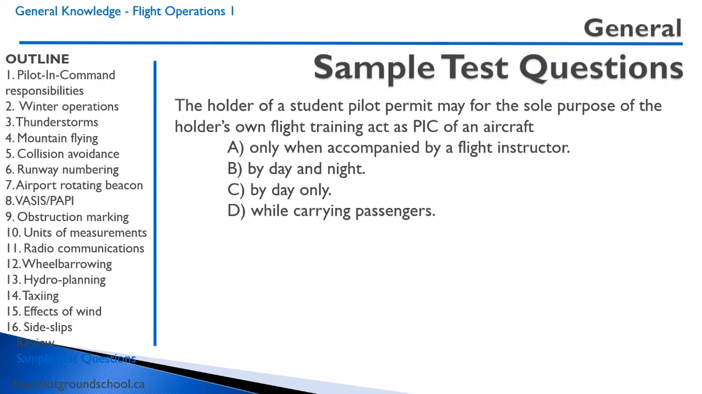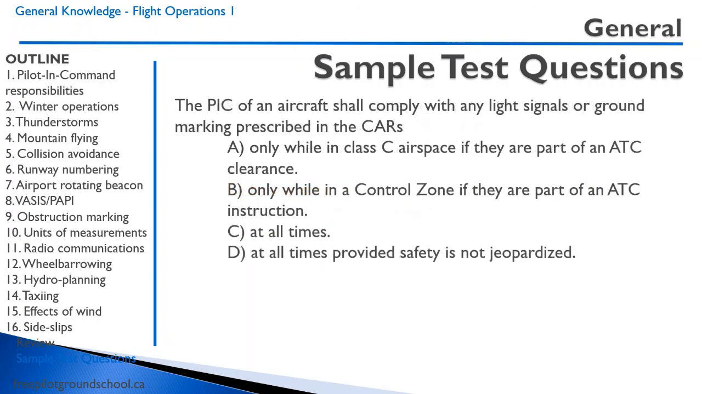The holder of a student pilot permit may, for the sole purpose of the holder's own flight training, act as PIC of an aircraft. A, only when accompanied by a flight instructor. So that's not correct, because you can go solo with a student pilot permit. B, by day and night. No, because a student pilot cannot fly at night. C, by day only. Yeah, that's correct. D, while carrying passengers. Note, you're explicitly forbidden from carrying passengers with a student pilot permit. Correct answer, C, by day only. I think I've seen this question before on another one of the lessons that I did, so my apologies if you've seen it before already.